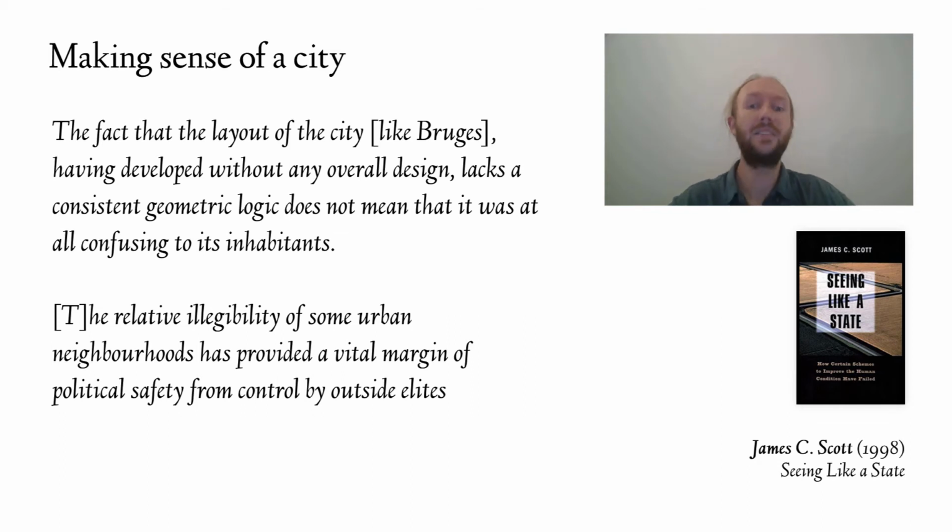And in fact, the relative illegibility of some urban neighborhoods has provided a vital margin of political safety from control by outside elites. So not only is the messiness of a city not a problem to its inhabitants, but in some cases it's actually quite valuable. It has helped them in many ways to confuse the outsiders who are trying to impose various structures and control over the city. So the lack of coherence isn't necessarily a problem, but of course the inhabitants, the people who live in the system, have to be able to understand it.